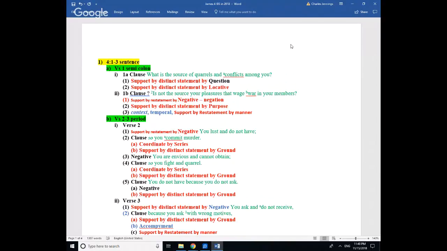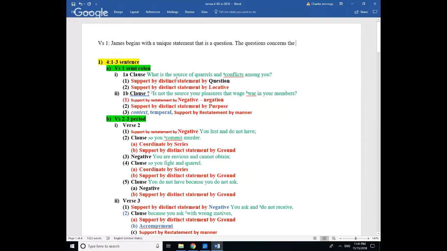You could say verse 1, James begins with a unique statement. I could have said distinct statement, but I'm just going to use the word unique statement. That is a question. The question concerns the source.